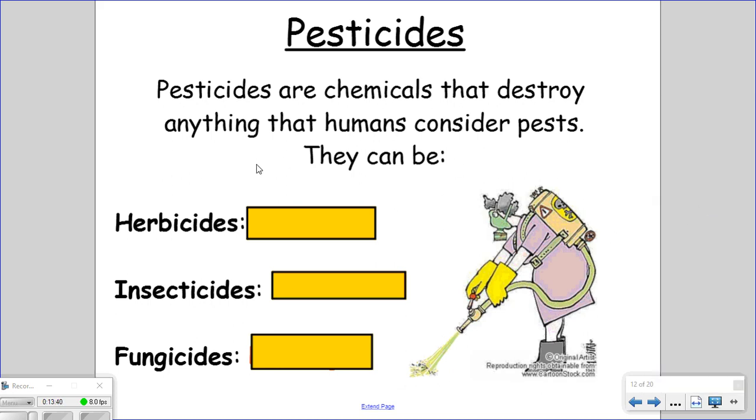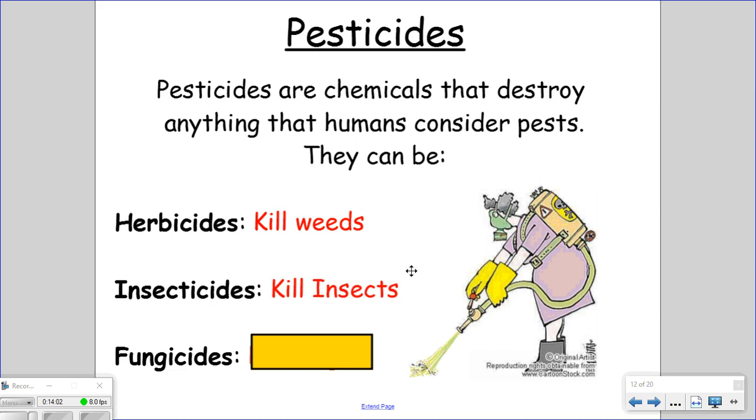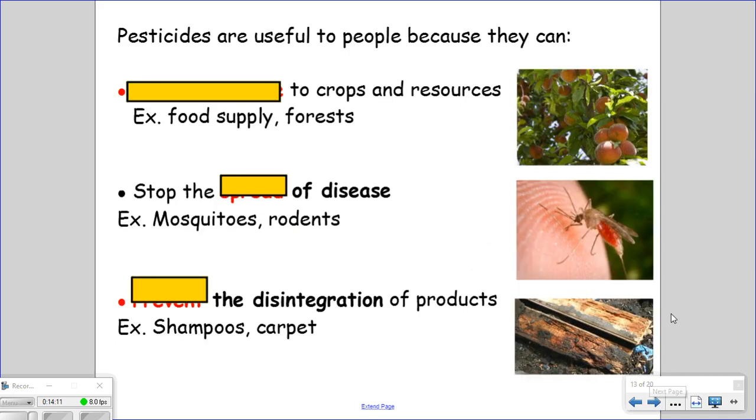So now with pesticides, pesticides are chemicals that destroy anything that humans consider pests. These pests can interfere with our food sources. Pesticides can take the form of herbicides, which will kill weeds, which are undesirable plants, insecticides, which kill insects, and fungicides, which kill fungus. So all of these can be considered pests to humans.